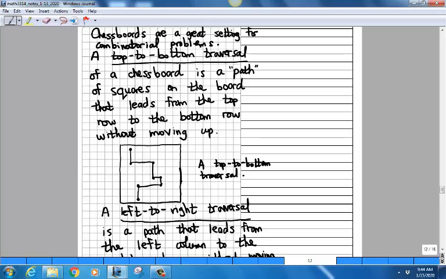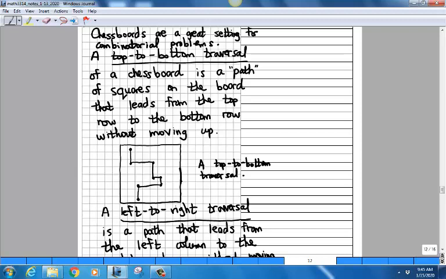top to bottom traversal. Now you can also build a left to right traversal. Kind of the same idea here. You start on the left column, and you're going to move to the right column, and you can go up and down as much as you like, but you cannot go back to the left once you start. So in a left to right traversal, starting where you want on the left, you move to the right, and you can go up and down as much as you like, but you always have to keep moving to the right. You cannot go back to the left. So a path like that is called a left to right traversal.